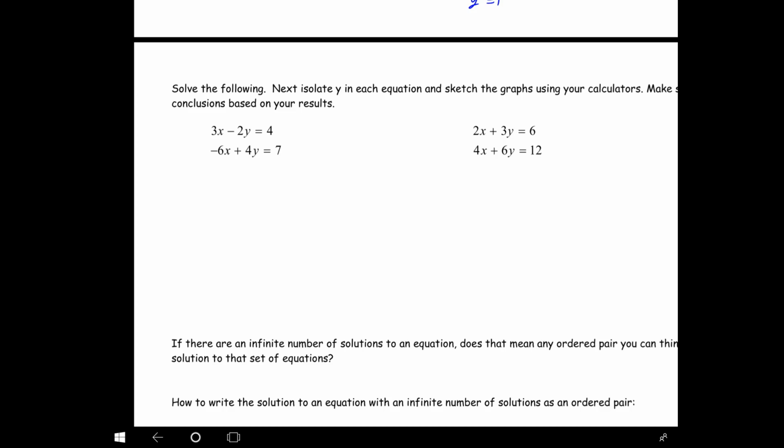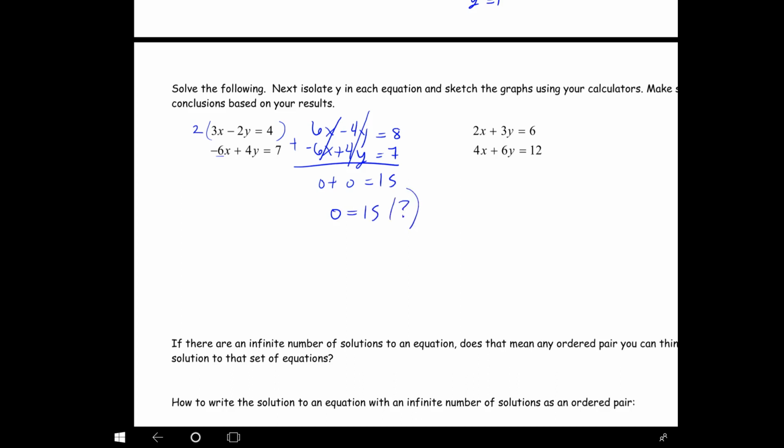Okay, looking at this equation, the first thing that I would look at solving is probably elimination, since the variables are already lined up. And even if I focus on x, if I just multiply this equation by 2, that would give me 6x minus 4y is equal to 8. And if I add that to the bottom equation, negative 6x plus 4y is equal to 7, I get 0 plus 0 equals 15. 0 equals 15?